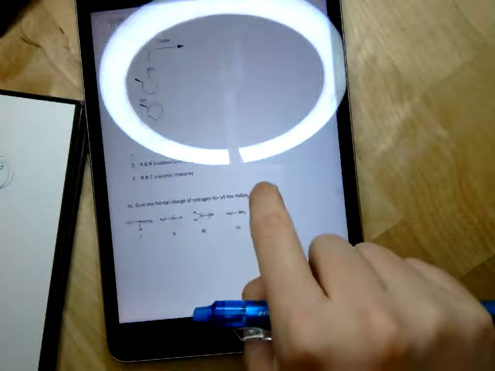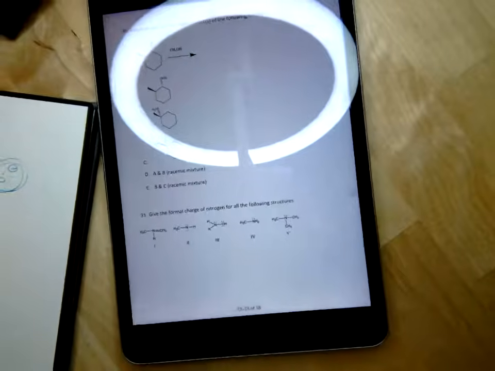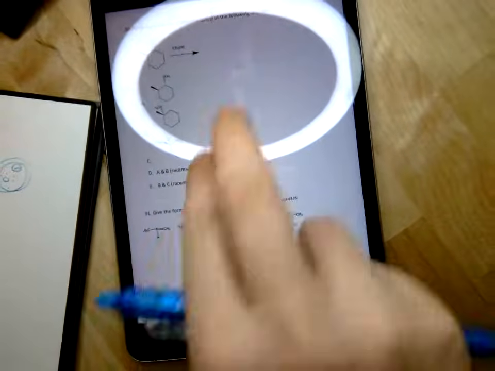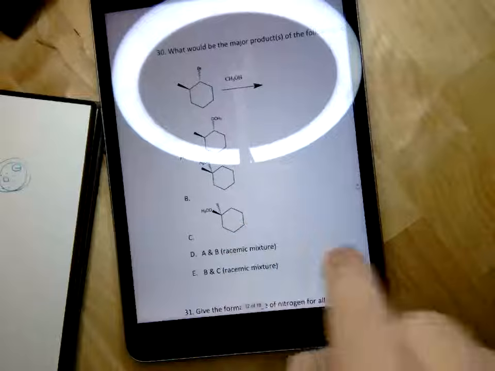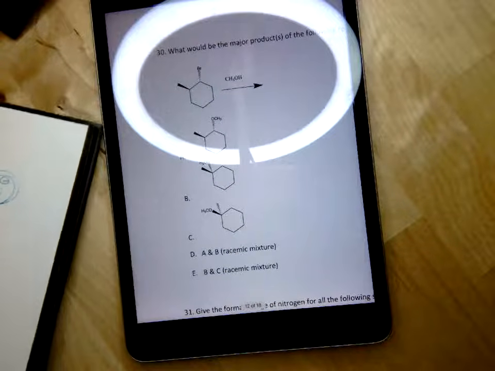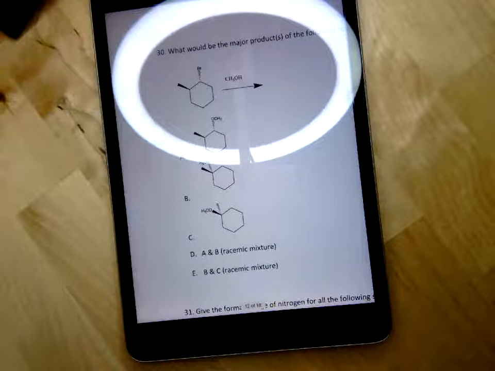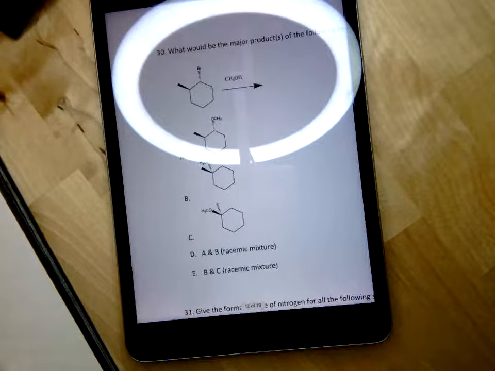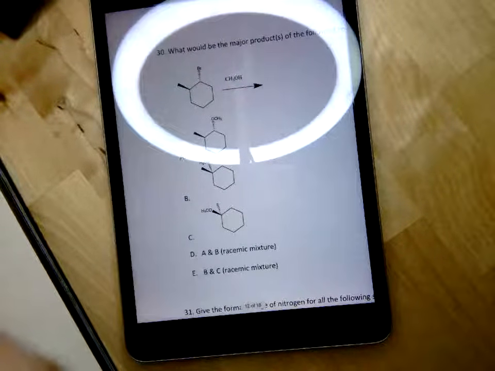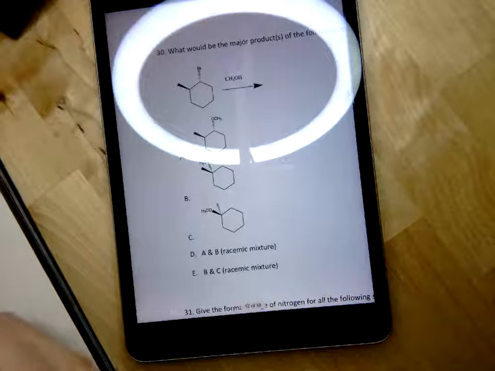The next question is, what would be the product of the following reaction? I don't know if you can see that very well. It's just a cyclohexane ring, and you can see my ring light. It's like circling the question we're going over. That's funny. So this is 30. We have just a solvent, CH3OH, and nothing else.